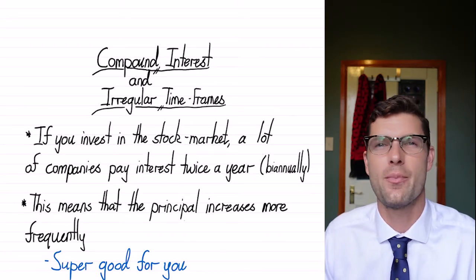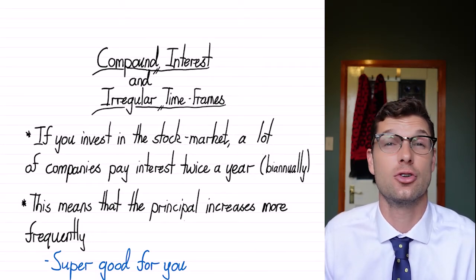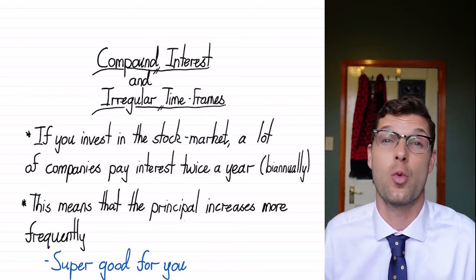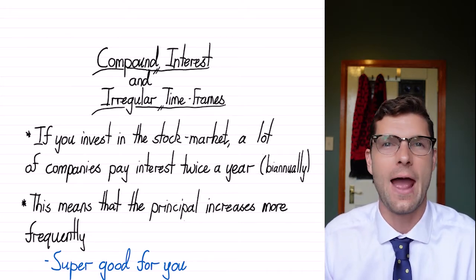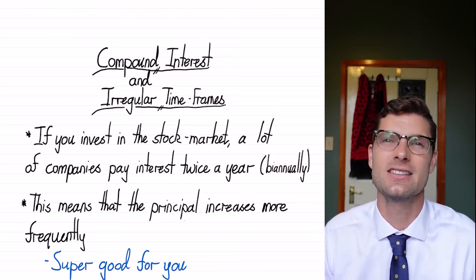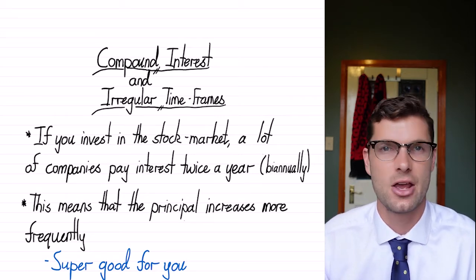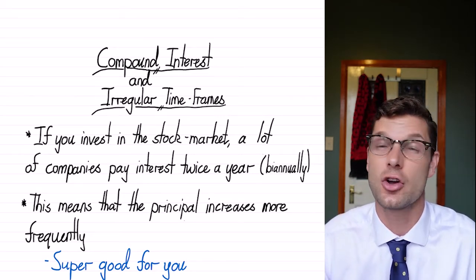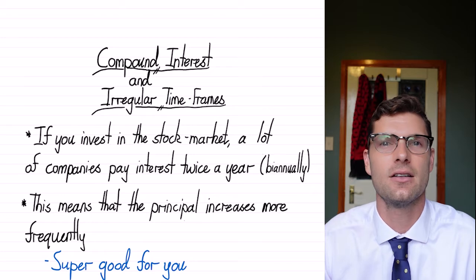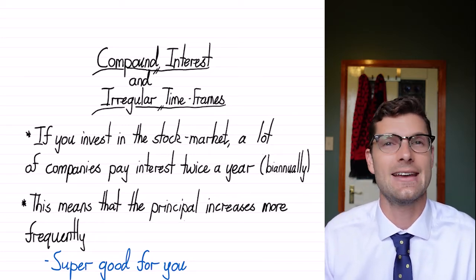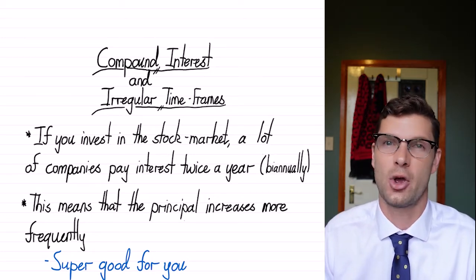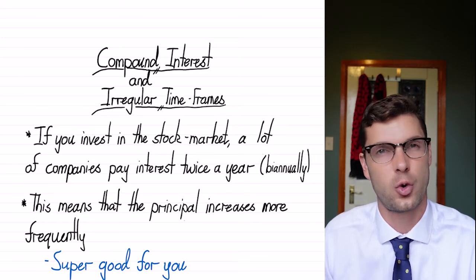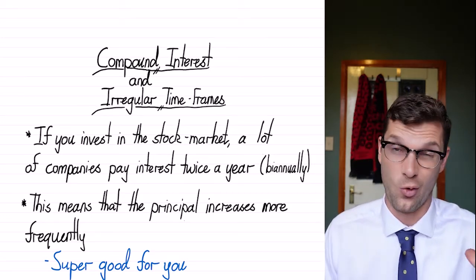What's going on, everyone? You're back with quick math, and today we're going to be looking at compound interest in the real world. So what often happens is that the time periods are a little bit different. If you're investing in stocks or on the share market, most companies on the ASX, instead of paying you out once per year, they actually pay you out twice per year, which is awesome.